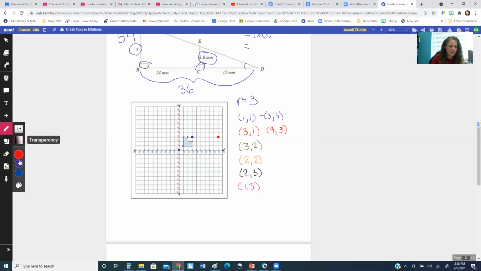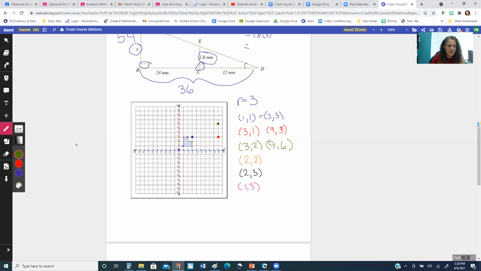Okay. So now let's do the green one. The green one is right here. It's 3, 2. So we're going to multiply both of those numbers by 3. 3 times 3 is 9. 2 times 3 is 6. And we have the point 9, 6 is going to be our green one. 9, 6. And that is up there, right there.